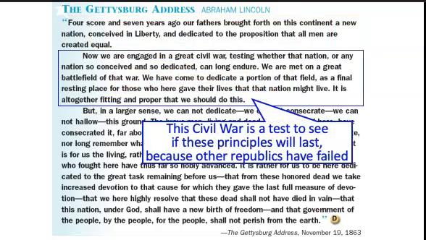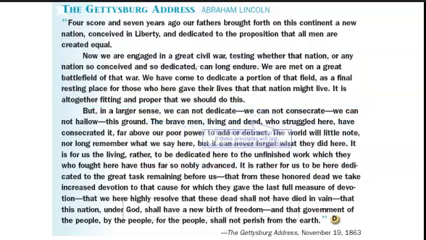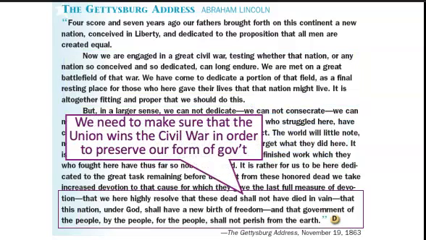The second part of the speech, where he talks about being engaged in this great Civil War, he talks about how the Civil War is a test to see if the principles that we talked about in the first paragraph would last, because other republics had failed. And then he ends with this very important part where he says that we here highly resolve that these dead shall not have died in vain, that this nation under God shall have a new birth of freedom, and that government of the people, by the people, for the people shall not perish from this earth. This idea that the Union needed the Civil War to preserve the form of government.